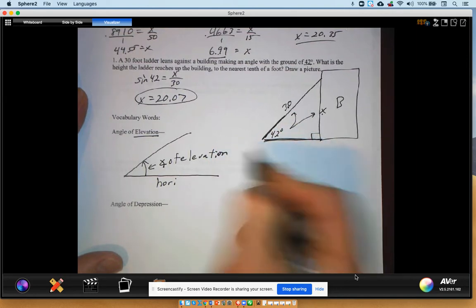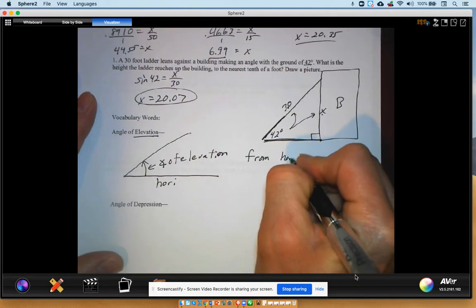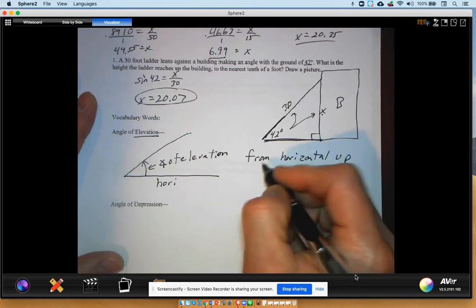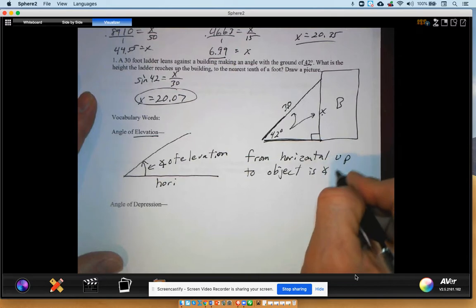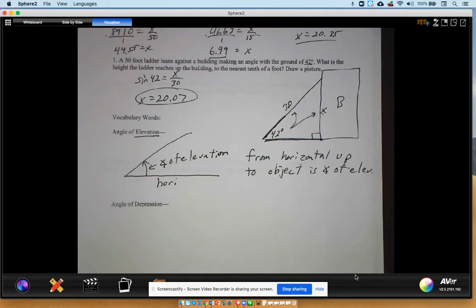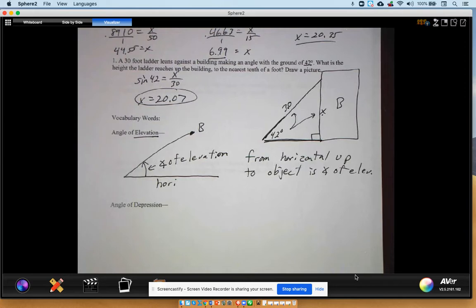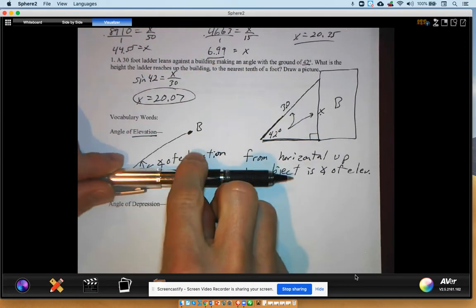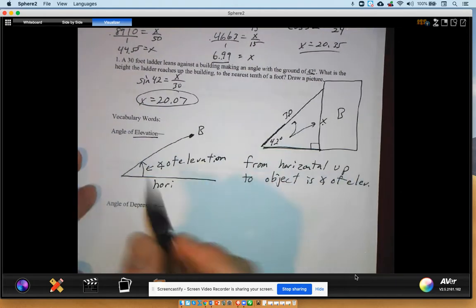So if you want to write it out into words, it would be from the horizontal up to the object is angle of elevation. So if you're going to look up to some object, let's say there's a little bird in the sky, you're going to look from the ground up at your angle of elevation. So here's your ground, your horizontal, up to whatever object you're looking at. So that is the angle of elevation.